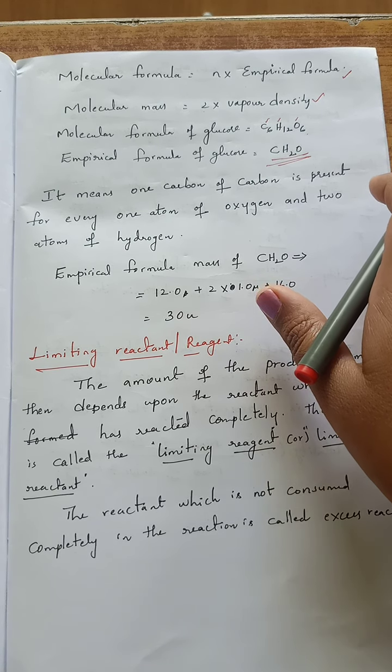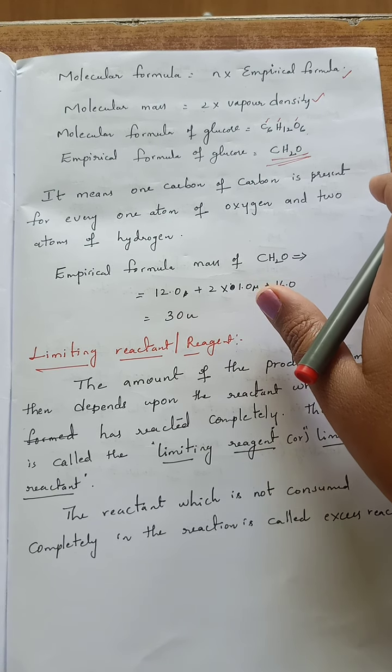Empirical formula mass of CH2O is carbon mass, 12 units, plus hydrogen mass. Each hydrogen mass is 1. Sorry, 2 hydrogens are there, so 2 into 1, plus oxygen atomic mass. What is oxygen atomic mass? That is 16. This is oxygen atomic mass, this is hydrogen atomic mass, and this is carbon atomic mass.